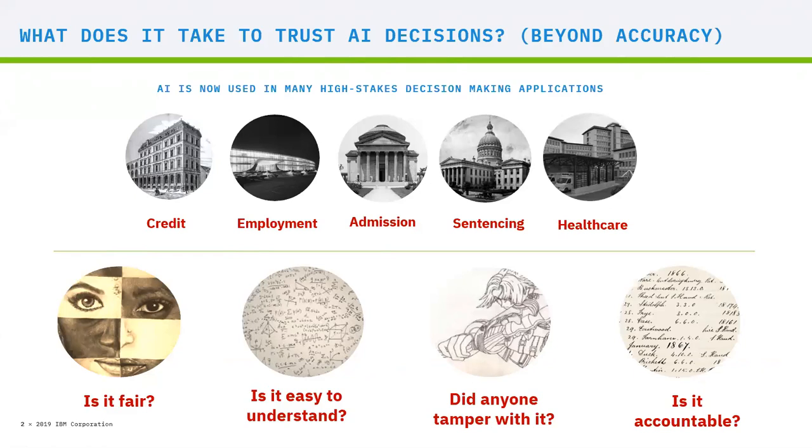So accuracy alone cannot be the only metric that we use for measuring AI models. These models need to satisfy several other criteria. For instance, the decisions made by AI models need to be fair. They need to be transparent or explainable, and they need to be secure or tamper-proof, and also accountable, so that we can trust the AI models and rely on the decisions made by these models. So let's go to the next slide.